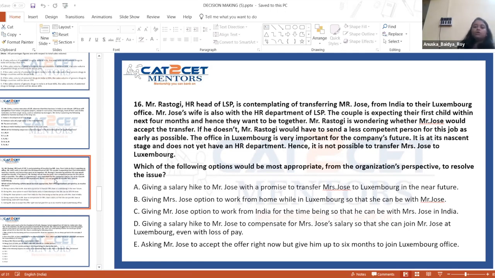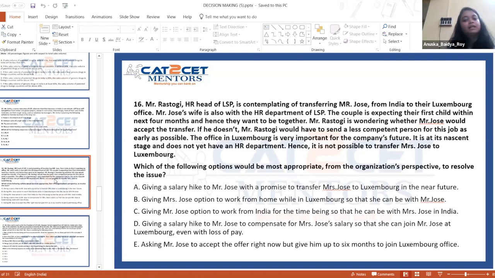Okay, so now we come to the question: which of the following options would be the most appropriate from the organization's perspective to resolve the issue? ठीक है, तो ऑर्गेनाइजेशन को क्या करना चाहिए कि इशू रिजॉल्व हो जाए. इशू क्या है कि ये दोनों साथ में रहना चाहते हैं, लेकिन cannot send the wife because there is no HR department there, but we have to send the husband because the office needs him. Okay, how do we? And they want to stay together. They are also expecting a child, so we have to be sensitive towards that. Okay, so what do? We start with POE again.